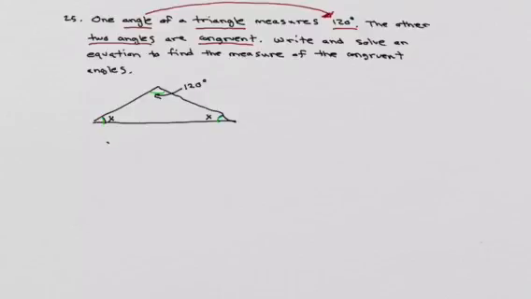So in other words, x plus x plus 120 equals 180. And we can clean that up a little bit, right? x plus x is, how many x's do we have? We have 2 x's. So 2x plus 120 equals 180. So this is ready to be solved. And again, I will leave that up to you.